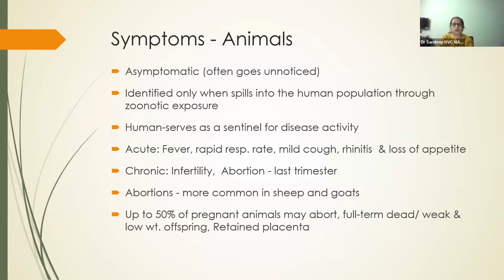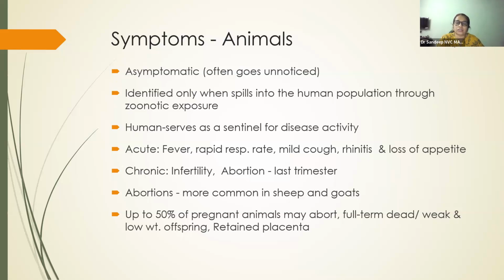Coming towards the symptoms which are observed in case of animals, most of the time we can say that the animal is not showing any type of symptom, that is, asymptomatic. And because of this, it remains unnoticed in the animal population. When there is an abortion, and the farmer or the owner is interested in going for screening, then only it is noticed. It is identified only when it spills into the human population through zoonotic exposure. Because if there is any unknown type of fever that is not getting cured, the human doctor may take samples for proper diagnosis.